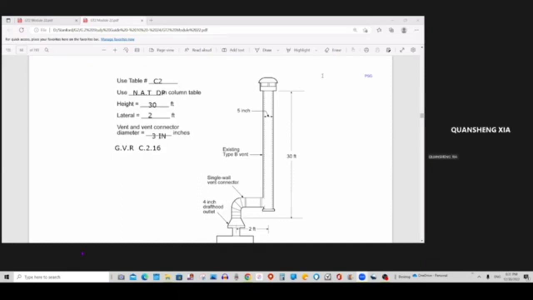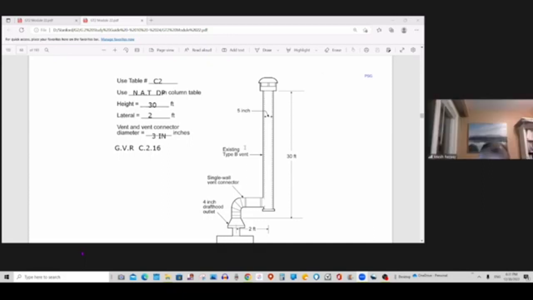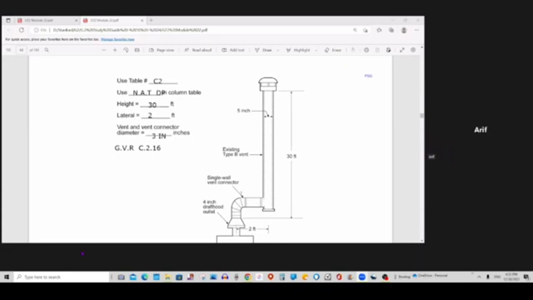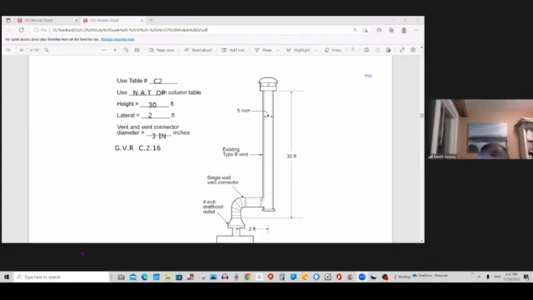In job site, we don't put the reducer here. When we have this 4 inch pipe, we go 4 inch to 5. We don't reduce it 4 to 3, then 3 to 5. We go directly to the vent, 4 to 5. When you put the reducer, you drop the capacity of the vent.